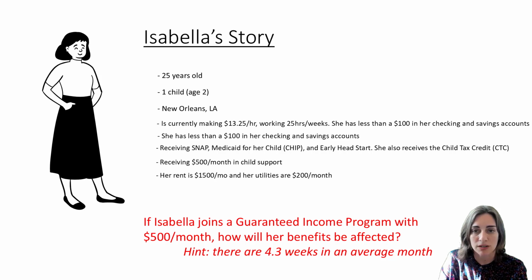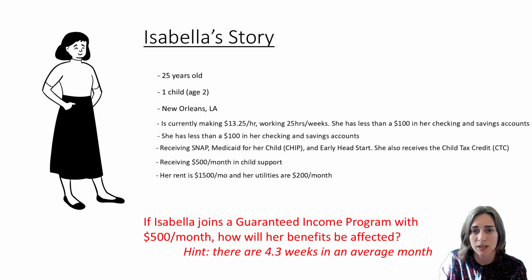Isabella is separated from her child's father and can no longer rely on him for much financial support. She is relying on public assistance so she can afford basic expenses for herself and her child during this transition. She has been selected for a guaranteed income program offering $500 a month and wants to know how her benefits will be affected if she enrolls.